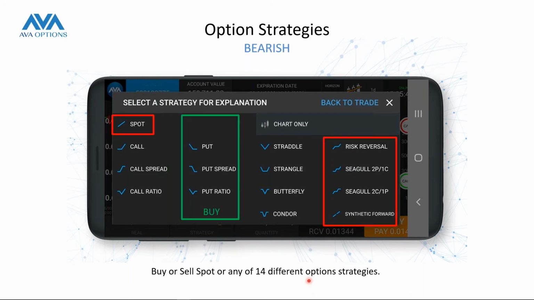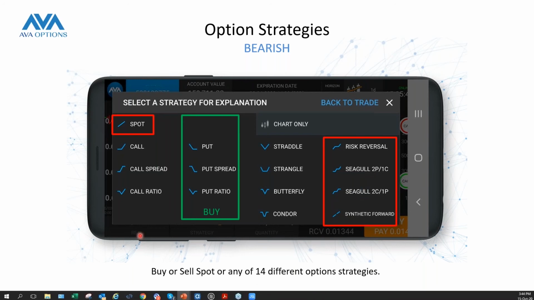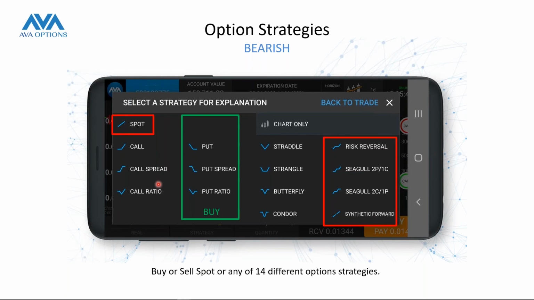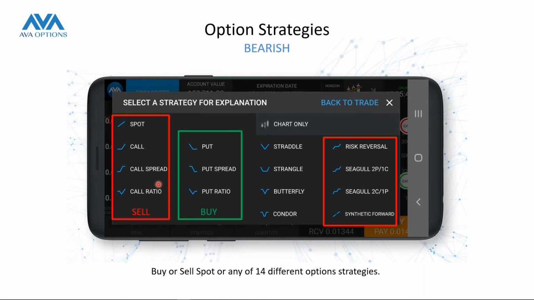Bearish transactions. We can sell spot, of course, just sell the asset. We can also buy puts, buy put spread, buy put ratio. We can sell the risk reversal, sell the synthetic forwards, sell the seagulls, right? So I'll just pick one. Well, I think we already showed this basically. Let's continue. We don't have a lot of time left.